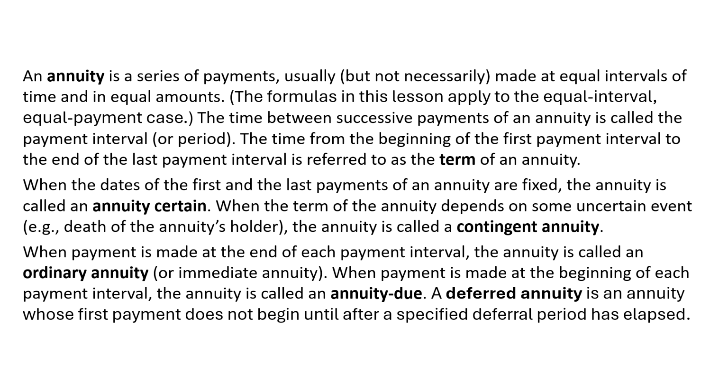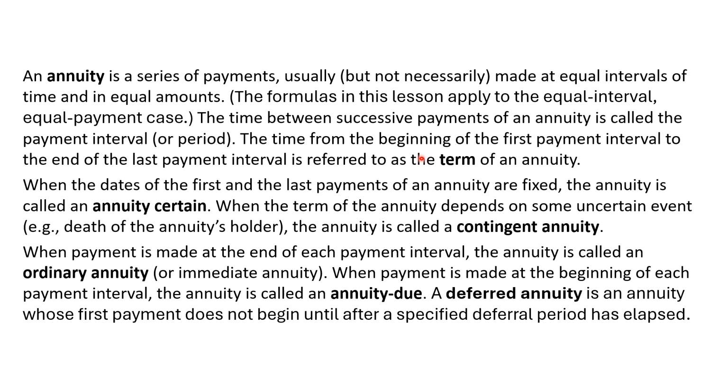On this slide and the next, I have a number of definitions. An annuity is a series of payments, usually but not necessarily made at equal intervals of time and in equal amounts. The formulas in this lesson apply to the equal interval, equal payment case. The time between successive payments of an annuity is called the payment interval or period. So that's similar to what we were talking about with interest.